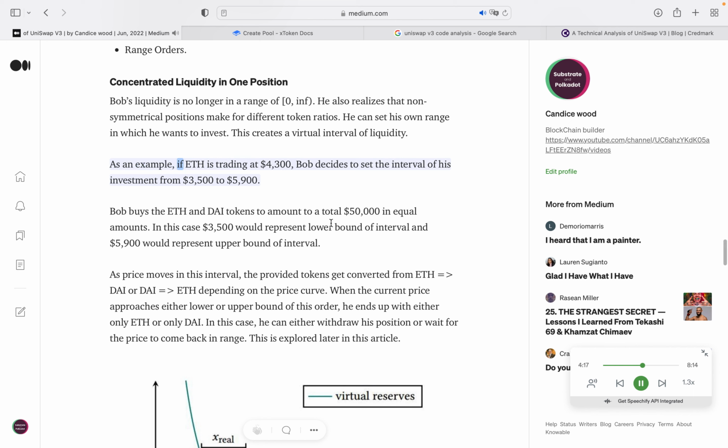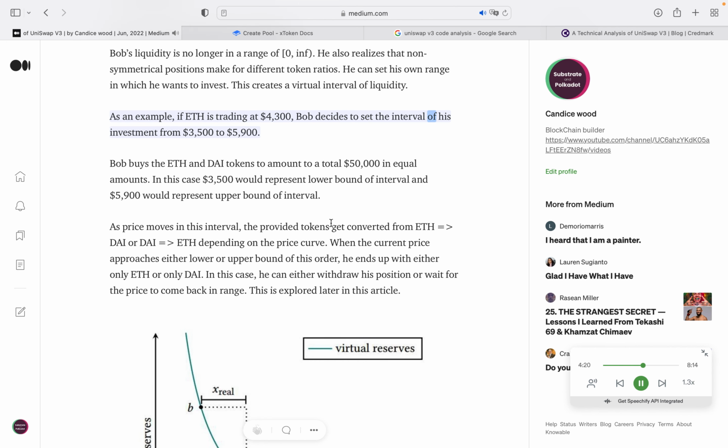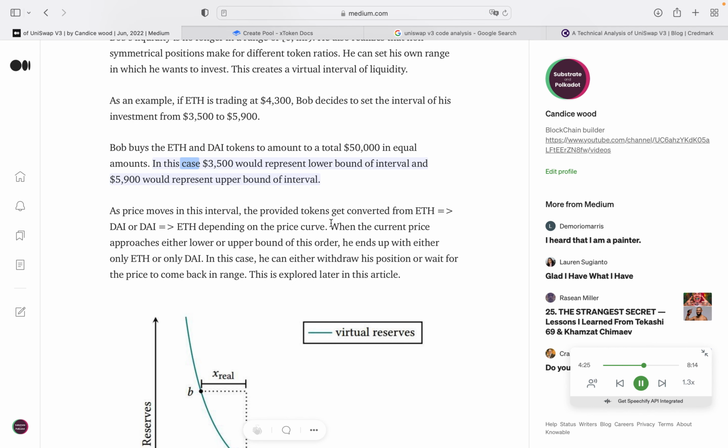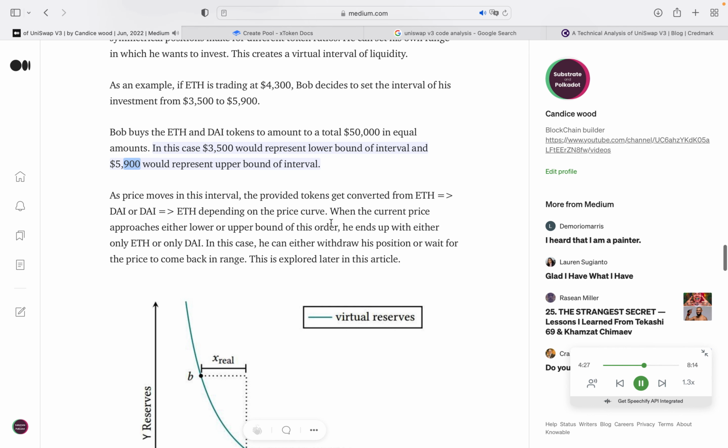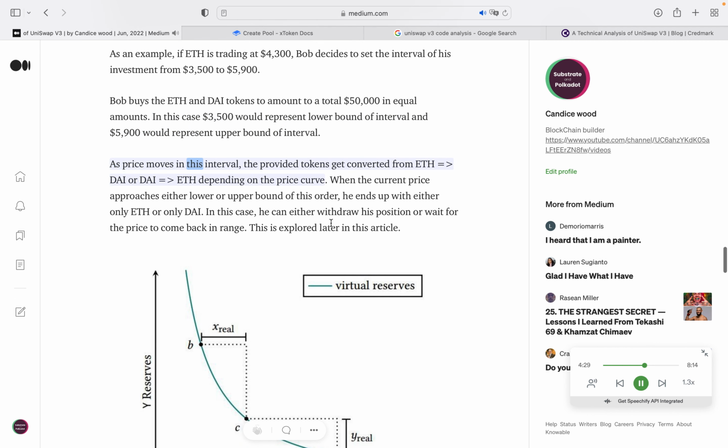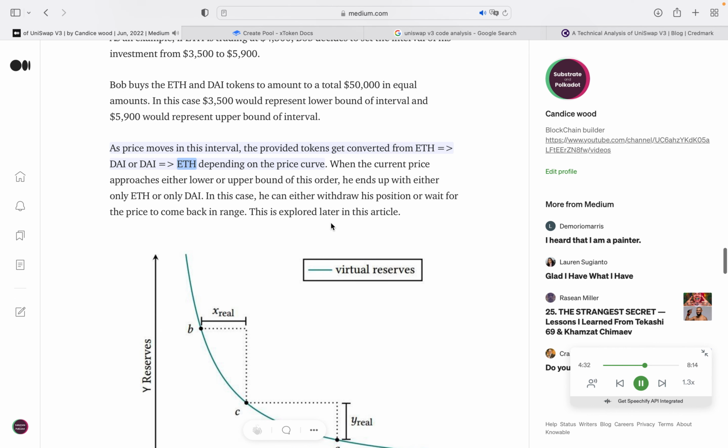As an example, if ETH is trading at $4,300, Bob decides to set the interval of his investment from $3,500 to $5,900. Bob buys ETH and DAI tokens to amount to a total of $50,000 in equal amounts. In this case, $3,500 would represent the lower bound of the interval and $5,900 would represent the upper bound. As price moves in this interval, the provided tokens get converted from ETH to DAI or DAI to ETH depending on the price curve.